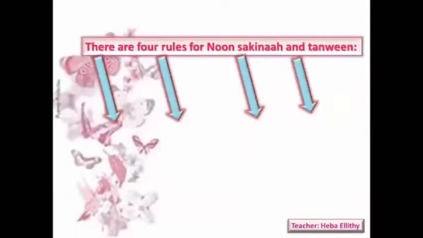To remind you, there are 4 rules for nun sakina and tanween, depending on the letter that comes after it. If we have one of these 6 letters, hamza, ha, ayn, ha, ghayn or kha, we make something called إظهار, clear. You can check the class of it if you want.